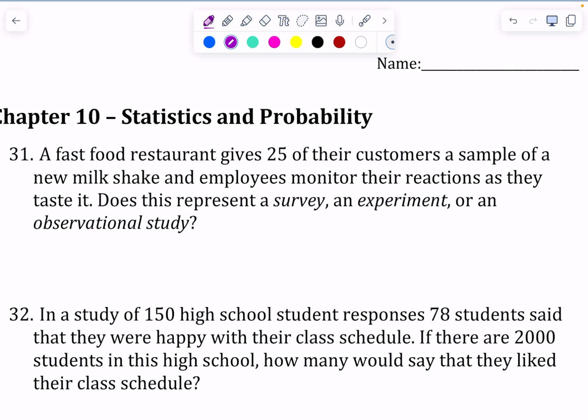31 is the stats section. There's like 4 questions on this stat stuff, okay? 31. I'll read the paragraph. Listen. A fast food restaurant gives 25 of their customers a sample of the new milkshake and employees monitor their reactions. Underline that. Monitor their reactions as they taste it. Is this a survey, an experiment, or an observational study? Observational study, because I'm observing their reactions. If I was giving them the milk and asking for their opinion, that would be a survey. But observational study is what this one is.